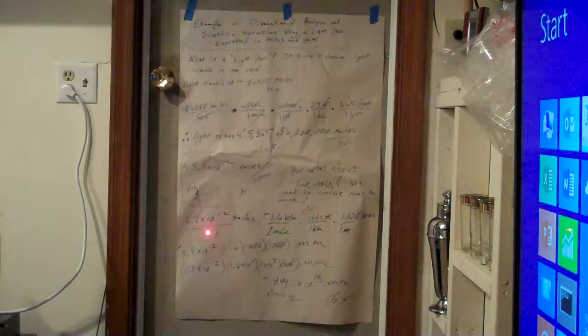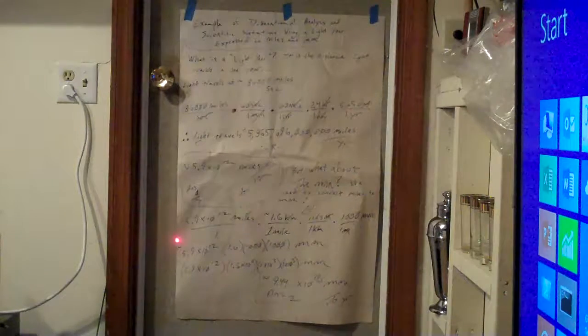But let's see what we've got. We've got 5.9 times 10 to the 12th times 1.6. There it is. Notice the units have been canceled away. Times 1,000, there to there. And times 1,000, there to there. And the millimeters are left over. And we know that's millimeters in a light year.